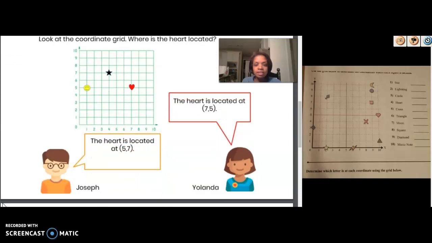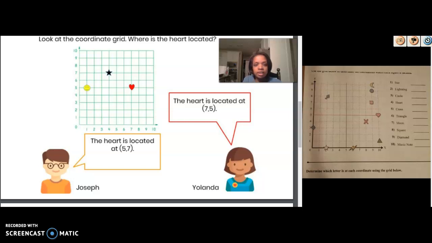Look at the coordinate grid. Where's the heart located? Joseph says that the heart is located at 5, 7. Yolanda says that the heart is located at 7, 5. So take a moment, pause me, think about where you believe it belongs, and then we'll discuss it.